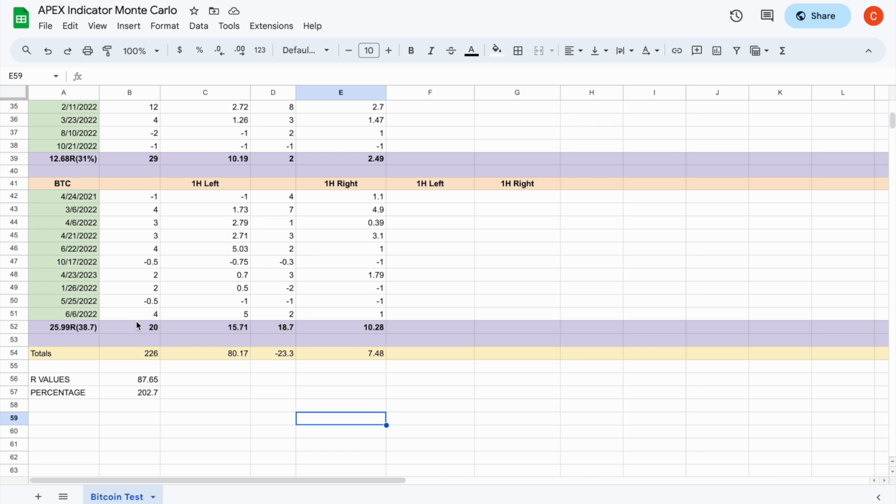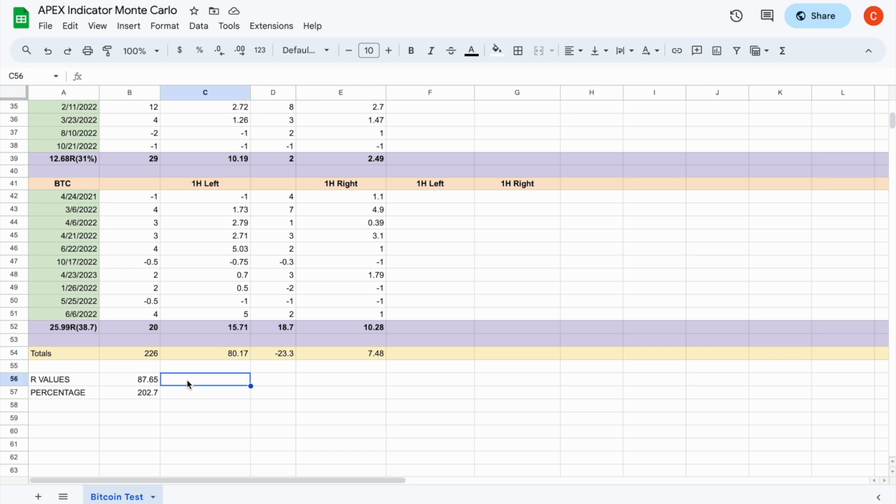So for the first category here, from the left side, it was 80R. From the right side, it was 7.4R. And then for the percentages, it was 226 and then minus 23. So your grand total, and this is for 80 trades, is 87.65R. And then your percentage value is going to be 202%.